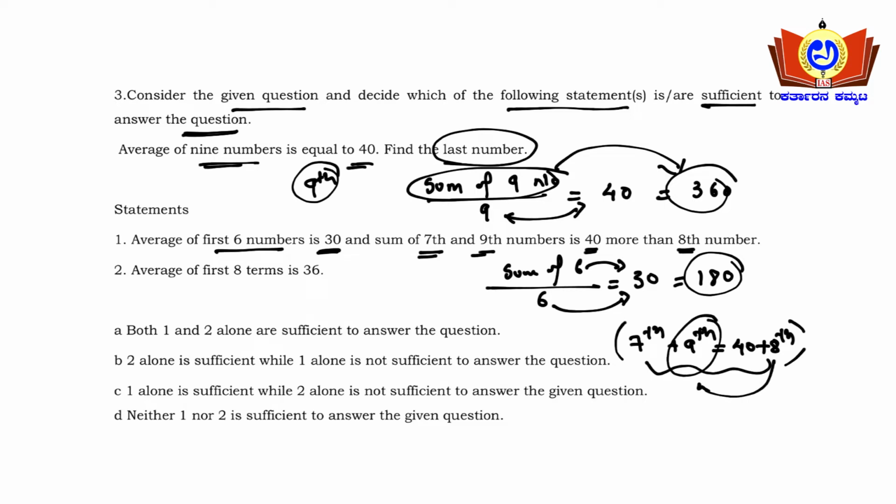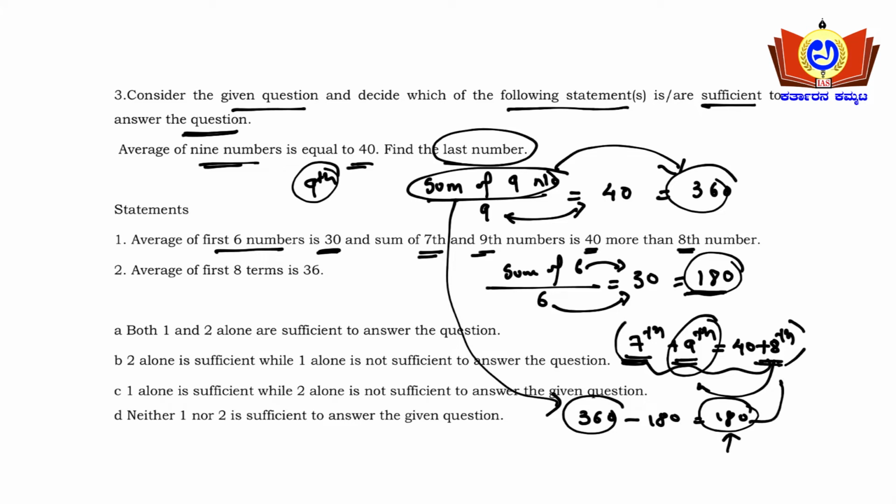Because the sum of 6 numbers is 180, and the rest, the 3 numbers, see here, the total sum of 9 numbers is 360, which we got here. So the sum of 9 numbers is 360 and the sum of 6 numbers is 180. When we subtract, we get 180. 360 minus 180 is 180, and this 180 is the sum of the 7th number, 9th number and 8th number. With this data we can find the value of the 8th number, not the 9th number. Hence statement 1 is not sufficient to answer the question.